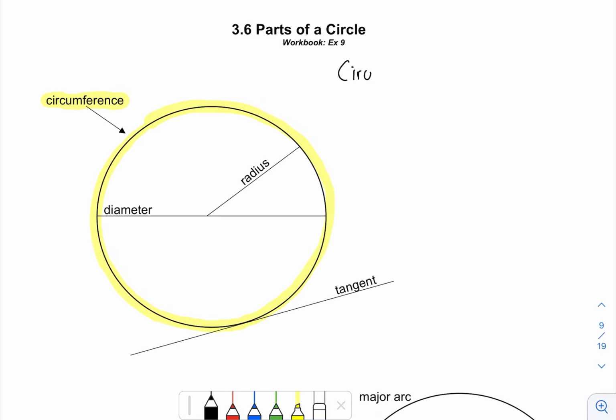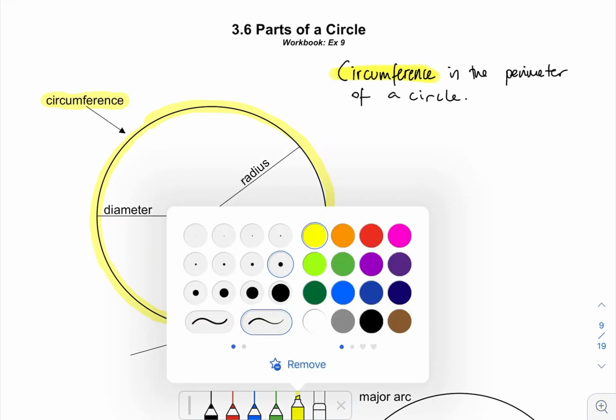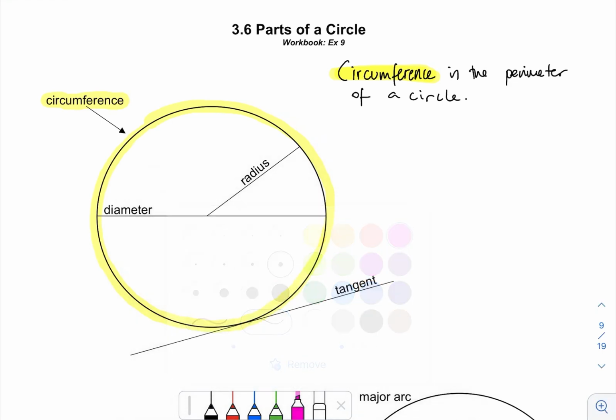Okay, so that's circumference. And what I'm going to write here is, I can't spell it, circumference, okay, is the perimeter of a circle. So that's circumference.